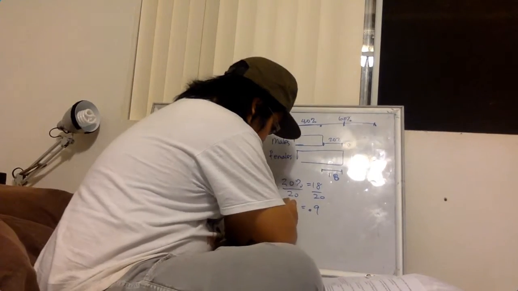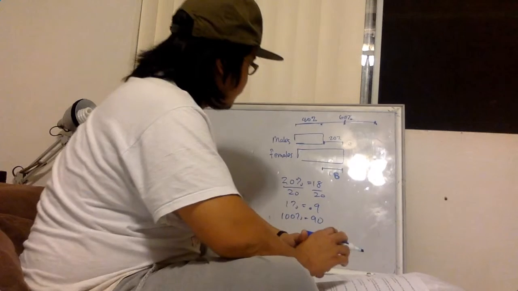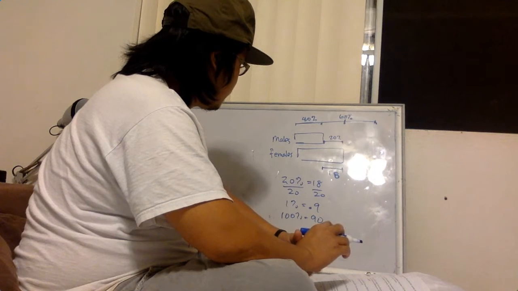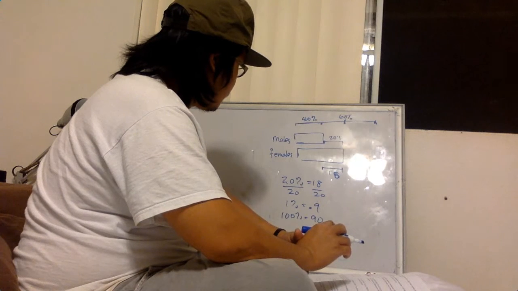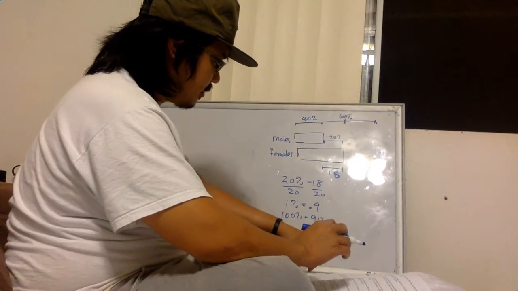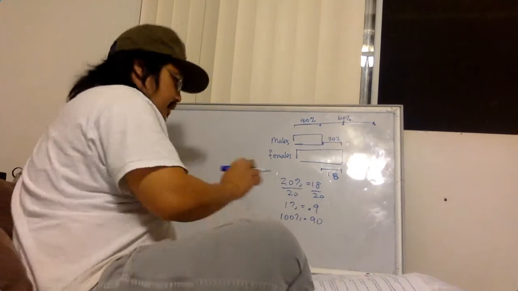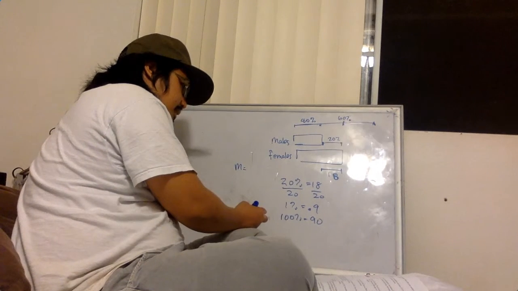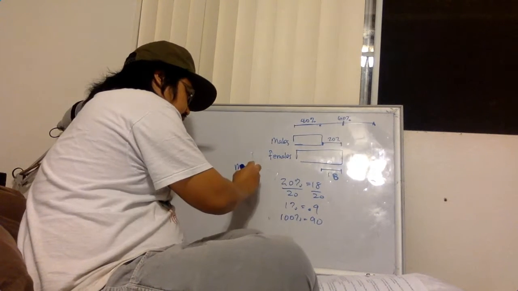So 100% is 90. Let's see. If that's 90, then here's what my numbers would be. If 90 teachers is all together, how many males would there be? There would be 36 males and 54 females.